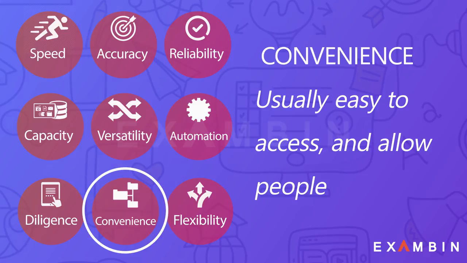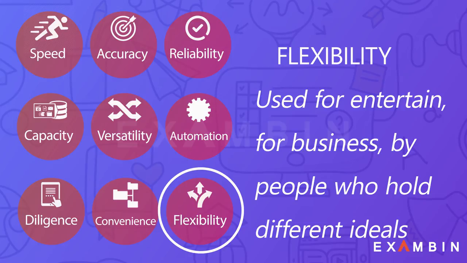Number 8. Convenience. Computers are usually easy to access and allow people to find information easily. Number 9. Flexibility. Computers can be used for entertainment, business, education and a lot of other things by people who hold different ideals and can use them for different scenarios.